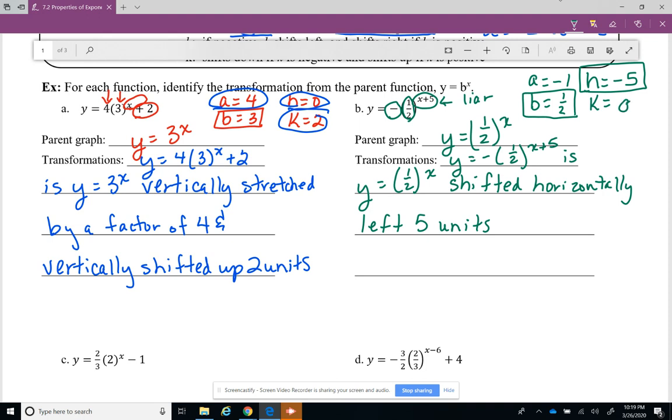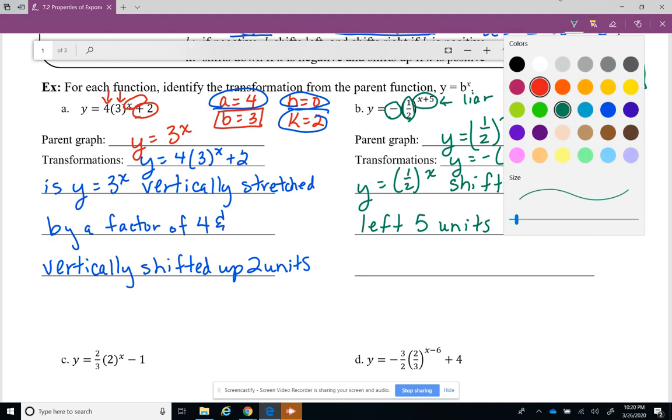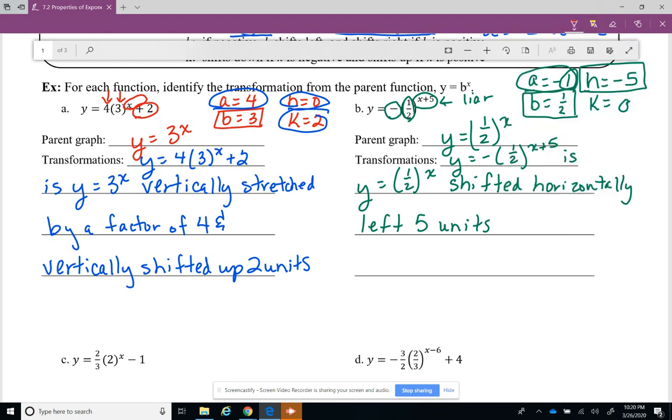We don't have a k, so we don't do anything with that, but we do have to take care of this -1. Now, whenever you have a 1, you don't worry about whether it's stretched or compressed because it's not either one. So we just have to do the negative. That negative tells us it's reflected. So, and reflected over the x-axis.